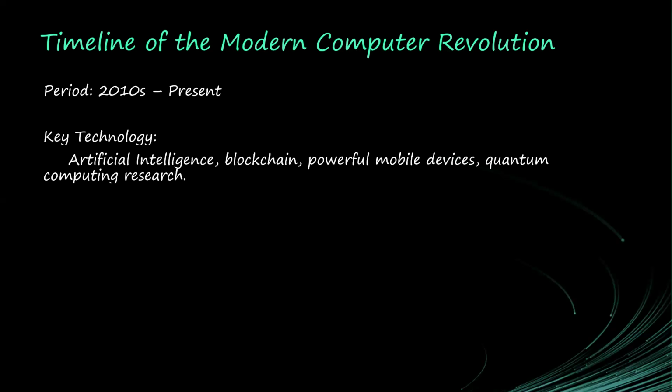Artificial intelligence has taken the world. We also have blockchain, powerful mobile devices, and quantum computing research. So this is 2010 till now. What is reigning now is artificial intelligence, blockchain, powerful mobile devices, and quantum computing research. And this is what you're going to be learning in this career that you have chosen.